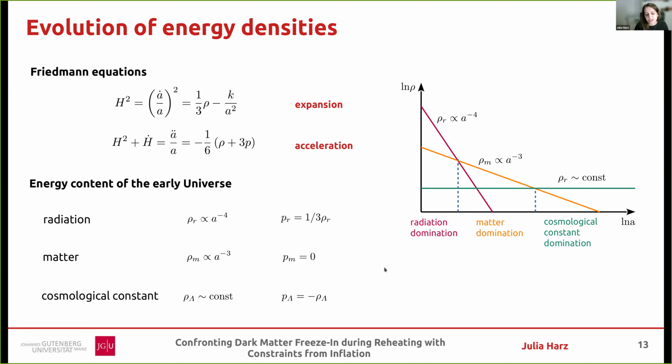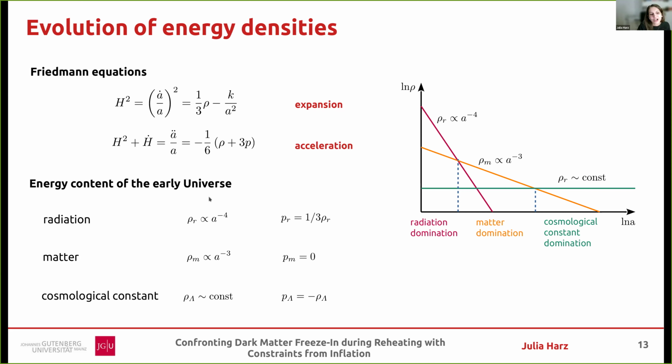Why do I mention it? Because as I said, we want to look today into what happens if we assume that the freeze-in does not happen like usually assumed, during radiation domination, but if we consider an earlier reheating period out of the inflation. So why do we then need something additional if I said, okay, we understand the evolution of the universe so well? And this comes because we can describe the evolution of the universe based on the energy content of the universe.